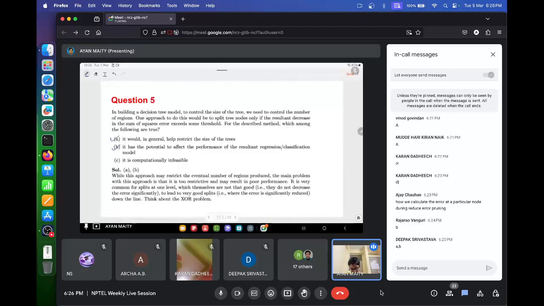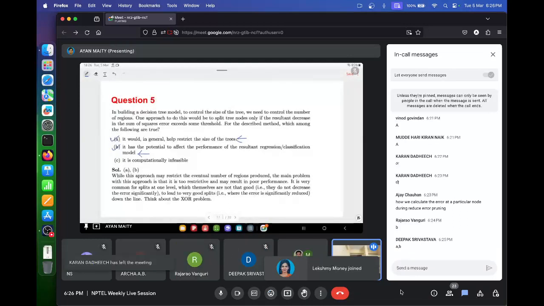So overall this approach would restrict the size of the tree, so it would help in reducing the size of the decision tree. But it can potentially affect the performance of the model, because sometimes it might happen that you prune a part of the tree or the subtree, but if you had that subtree, the performance would have been better, accuracy would have been better. So the deeper the tree is, the lower the error would be and the better the performance. But in order to restrict the size of the tree, we are taking this approach. So that's why option A and B are the two correct answers here.